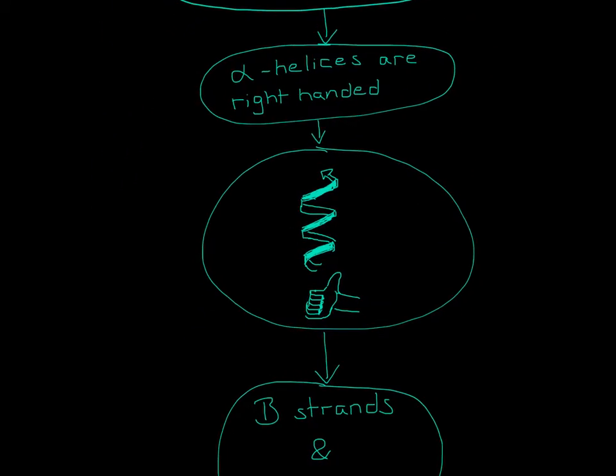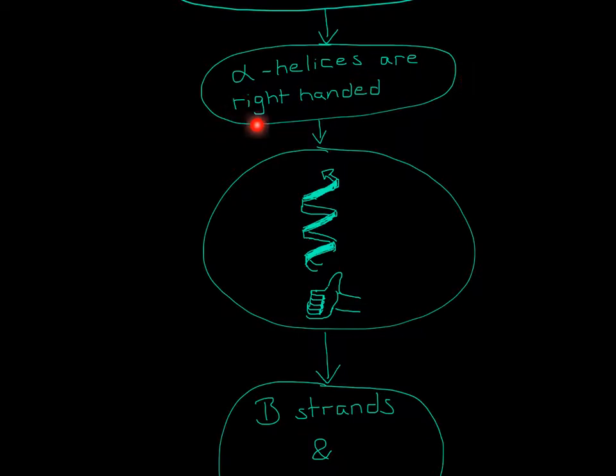Okay, so another thing is that alpha helices are right-handed. So what does that mean? Well, if you take your right hand out and curl it inwards, that's how it will spin, right? Just the same way as when you're curling in your right hand, that's the same way this alpha helix is curling in, right?